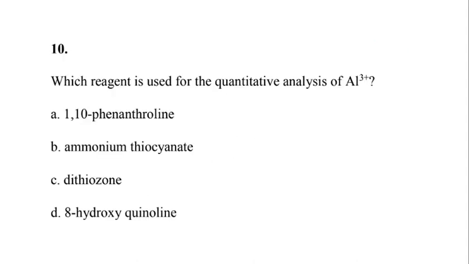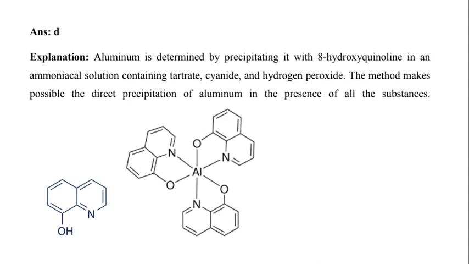Then question number 10: which reagent is used for the quantitative analysis of aluminum? This is already discussed. It is 8-hydroxyquinoline. Then how will it form the complex?